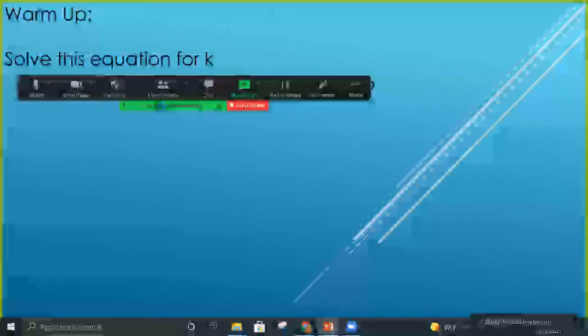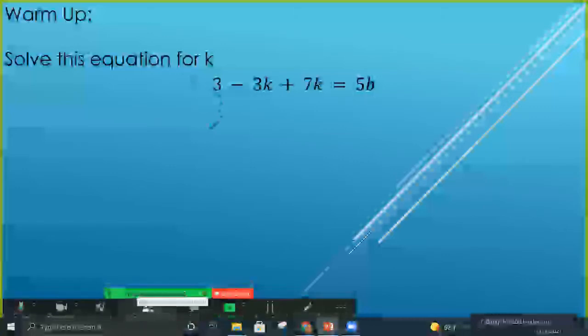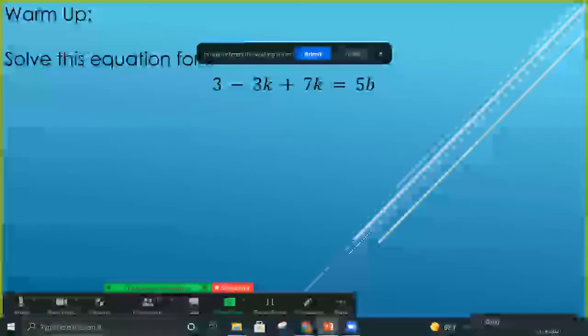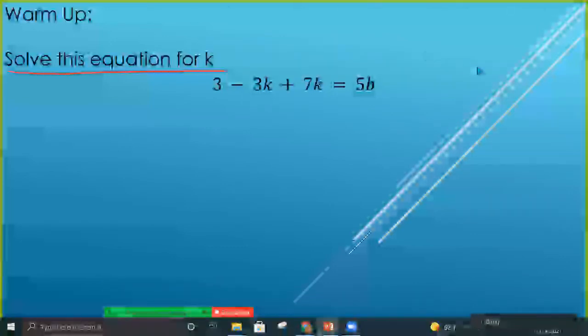Here we go. Here's our warm up question. So let's start with this. Please write this down on your paper, and I want you to solve for k. Solve this equation for k. How do we solve it? We're going to combine like terms, and then we want to get k alone. We want to isolate the k.